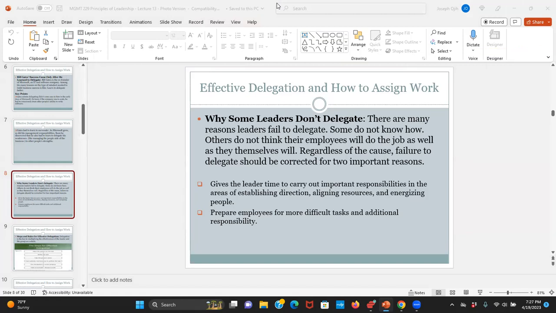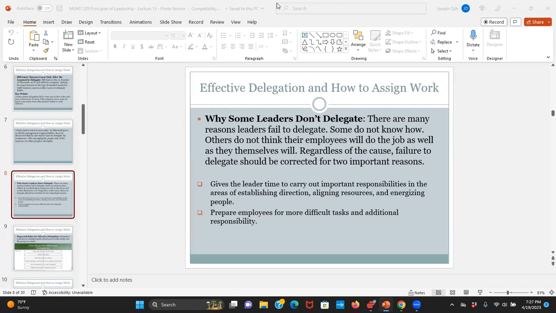Other leaders do not trust their employees to follow through with the job. And still others fail to delegate because they fear their employees will show them up by doing a better job.